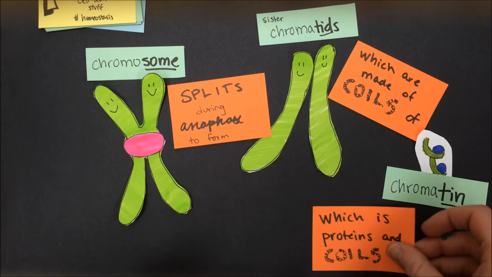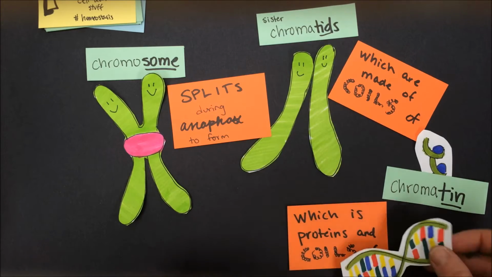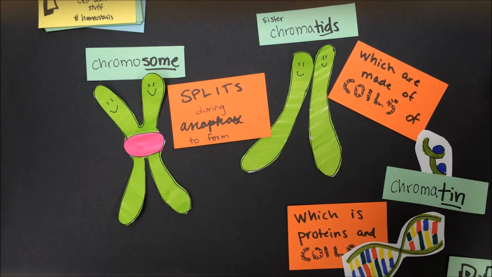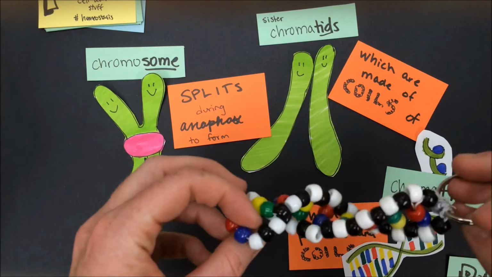Chromatin is a bunch of coils of proteins and DNA. Woo! You'll be making a keychain of DNA in our next unit.